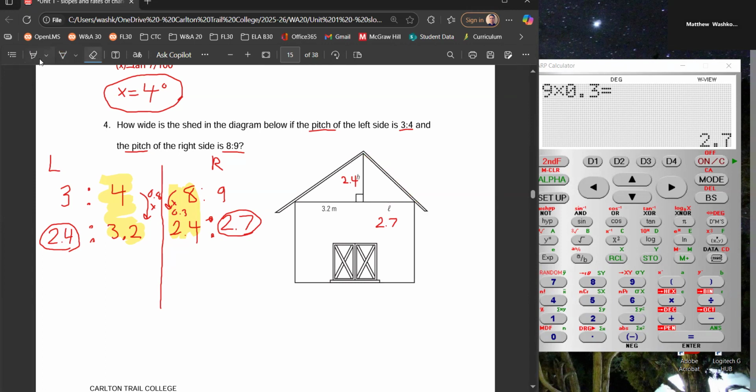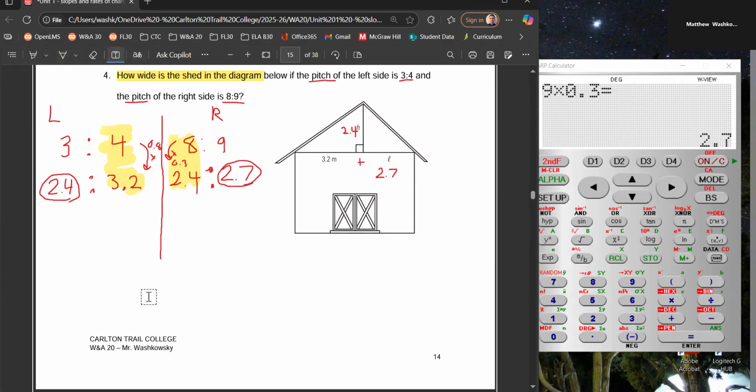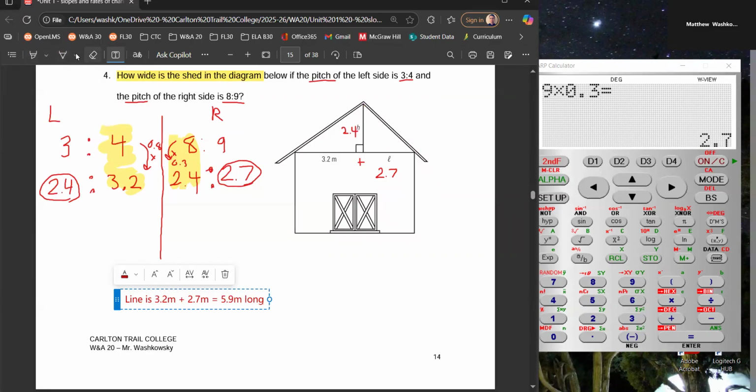No, I didn't. What is the question asking? You're going to see this a lot. You're going to do all this work and you haven't answered the question. The question wants to know is how wide is the shed? Well, how wide is it? It's this line, 3.2, plus L, which is 2.7, right? So the actual line is 3.2 meters plus 2.7 meters is 5.9 meters long. That's how wide the shed is. So now you've answered the question.